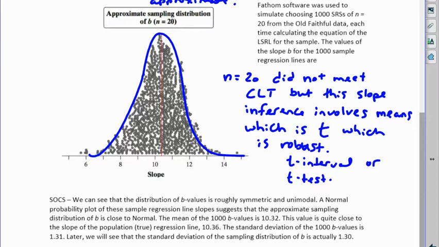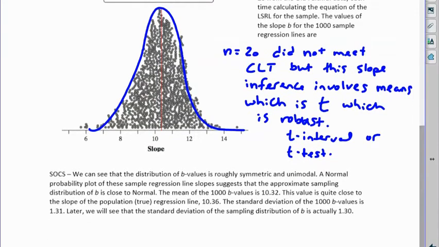Now, we're going to go on to the next page where we're going to find out how to go through and do the conditions for regression inference for a slope. There's the acronym LINER to remember it. When you're looking at your histogram, we do want to see that these b values are roughly symmetric and unimodal. We're going to do a normal probability plot of the sample regression line slopes, and we're going to see that it's going to come out closely normal, so we will be able to do some inference on that. So next page.